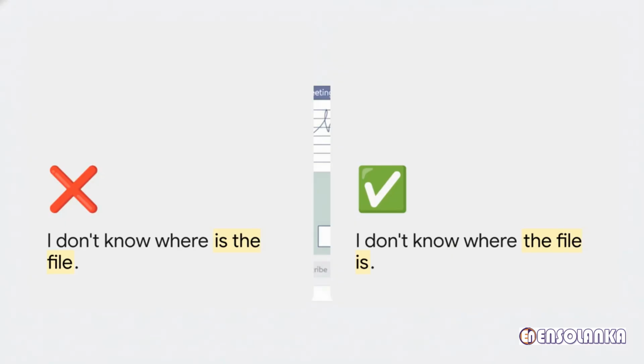And here it is, the golden rule. If you remember one thing, remember this. Inside a noun clause, you always use statement word order, not question word order. That means the subject comes before the verb. So it's not where is the file, it's where the file is. You see that? It's a really subtle shift, I know, but it is the difference between confusing and crystal clear communication.